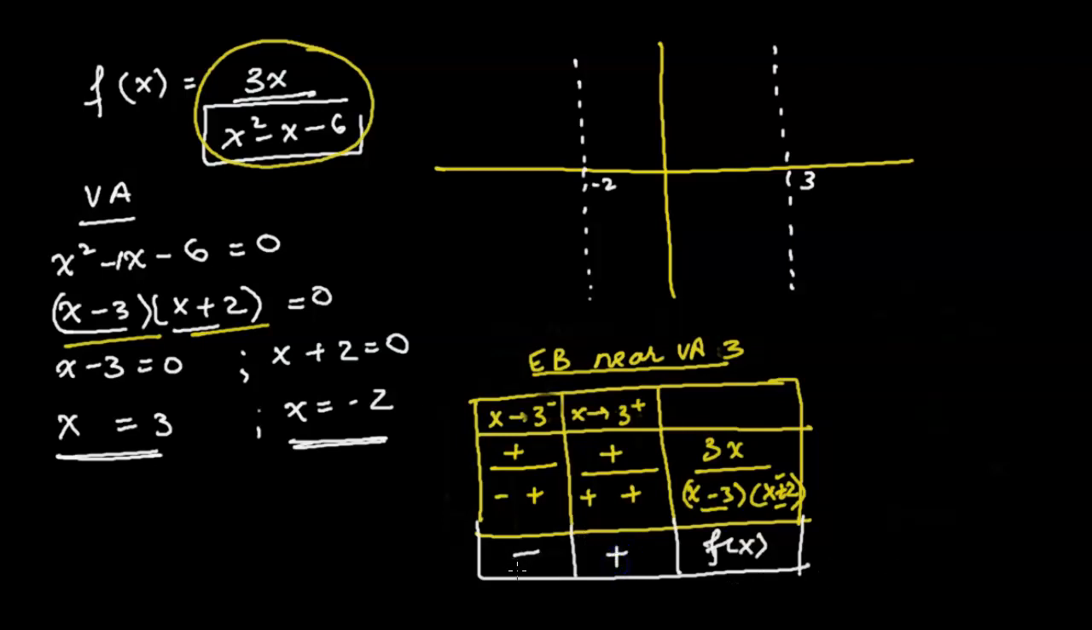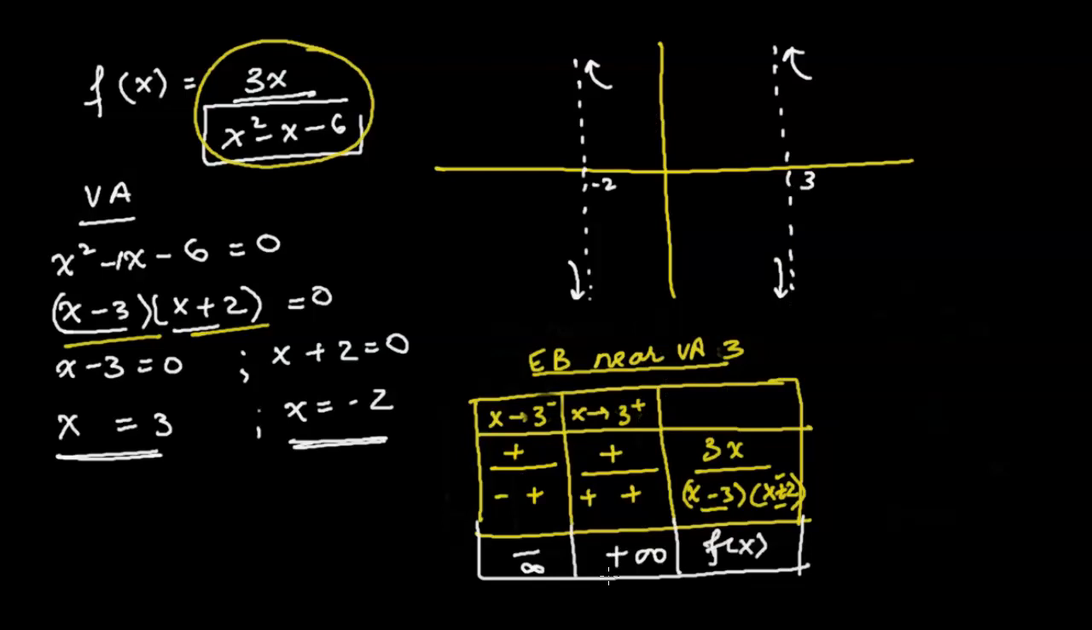As we know, negative means we're approaching negative infinity. Positive means we're approaching positive infinity. So in this case, the graph would look like this: from the left side we're approaching negative infinity, from the right side we're approaching positive infinity. The same thing as it was earlier with -2. From the left side it was negative infinity, from the right side it was positive infinity. And this is how we get the end behaviors near the vertical asymptote.